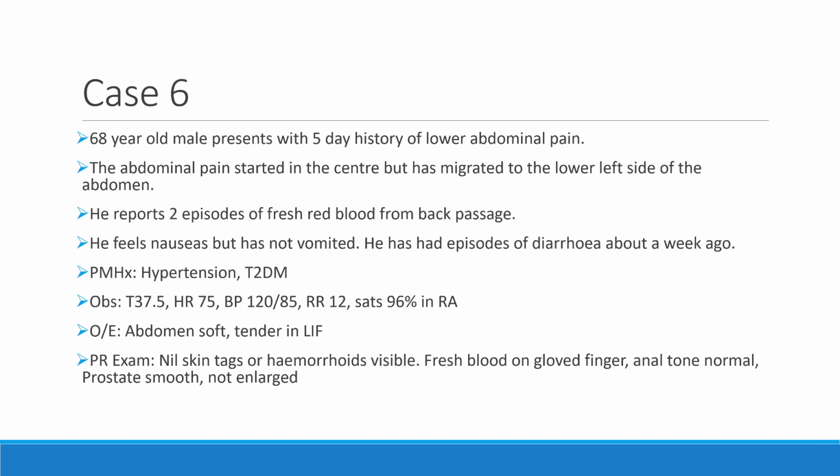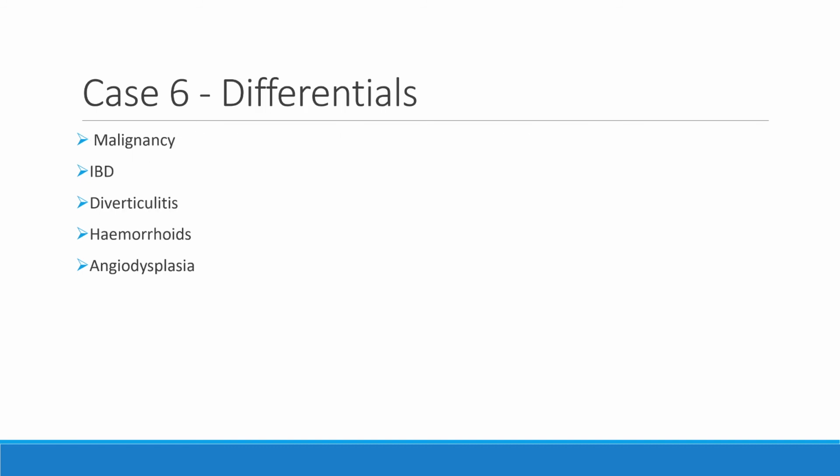He is apyrexial, has a heart rate of 75, blood pressure is stable, and he's saturating fine in room air. When you examine him, his abdomen is soft but tender in the left iliac fossa. You perform a PR exam, so make sure you perform a PR exam whenever a patient has PR bleeding, just to find out the cause. So he's got no skin tags or hemorrhoids visible, fresh blood on glove finger, anal tone is normal, prostate is smooth and not enlarged. So differentials that you can think of would be malignancy, IBD, diverticulitis, hemorrhoids, although we've excluded based on our examination, and angiodysplasia.